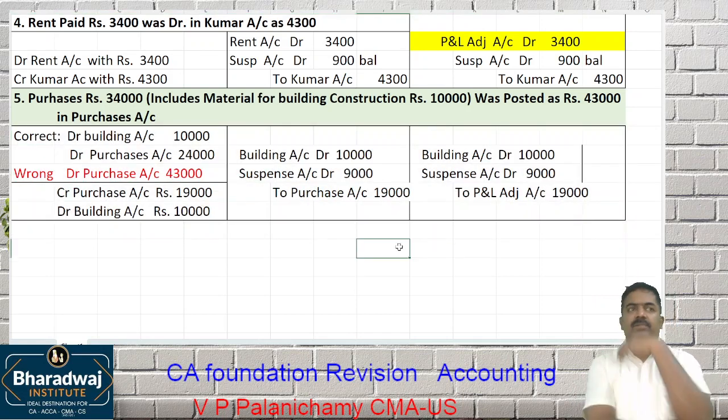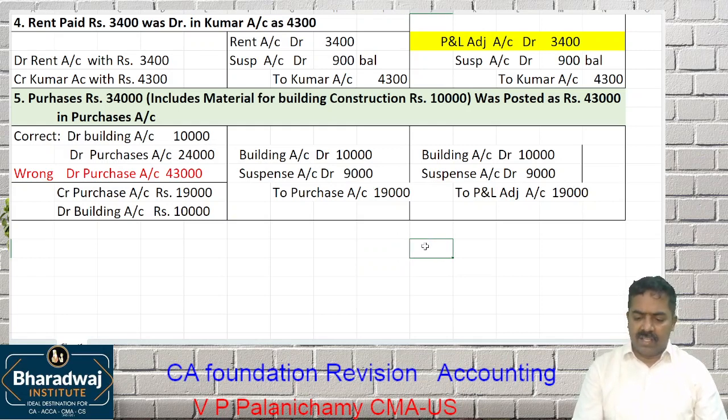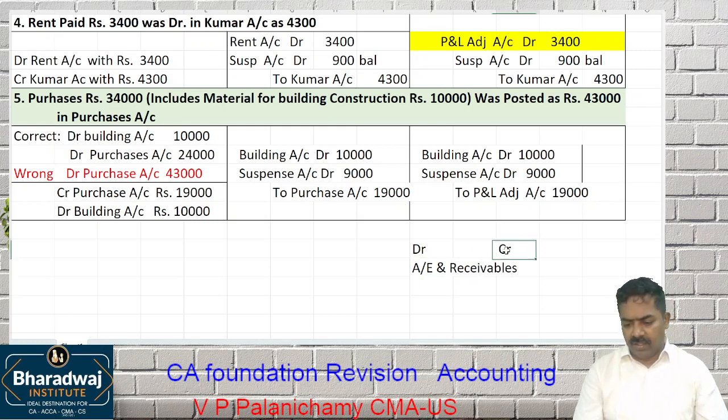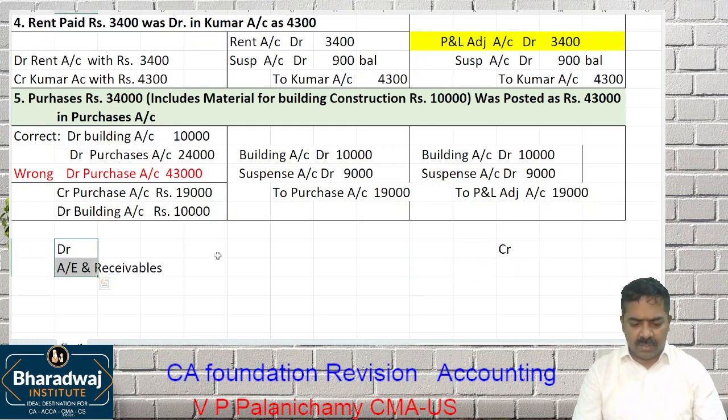Shall we? Now take the handout. First question, correction of trial balance. Trial balance, wait. Debit side and credit side. What will it have? Debit side will have assets, expenses, and receivables. Of course, losses also you can find.